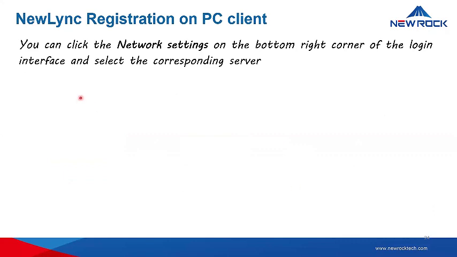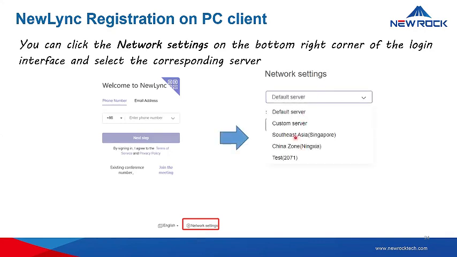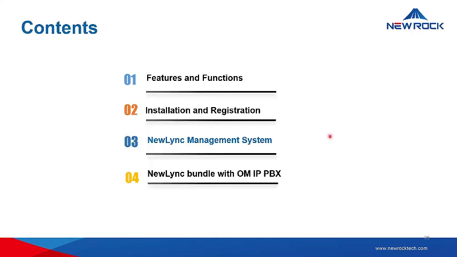And with regards to the network settings, here is the display. At the left bottom here, there is network settings. Just simply click this one. Then you need to select Singapore for the overseas market. After which, you're going to log in and you can access the management system.